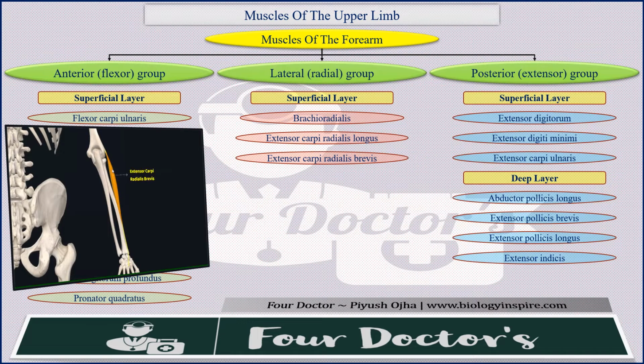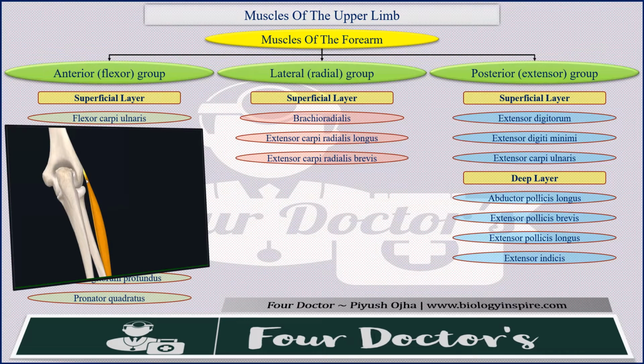So the extensor carpi radialis brevis is this long fusiform muscle, and it is one of the muscles of the superficial part of the posterior compartment of forearm. So this muscle has got its origin through the common extensor tendon from the lateral epicondyle of the humerus.